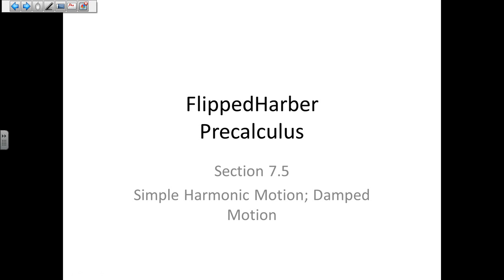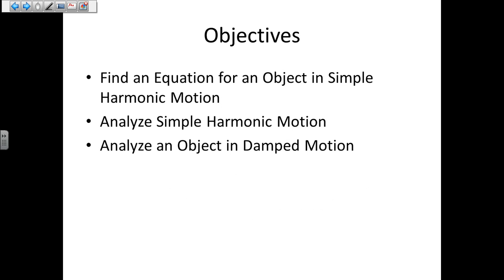In this video we're going to cover section 7.5, simple harmonic motion and damped motion. Our objectives for this lesson are to find an equation for an object in simple harmonic motion, analyze simple harmonic motion, that means they'll give us an equation and we need to talk about it, and analyze an object in damped motion.